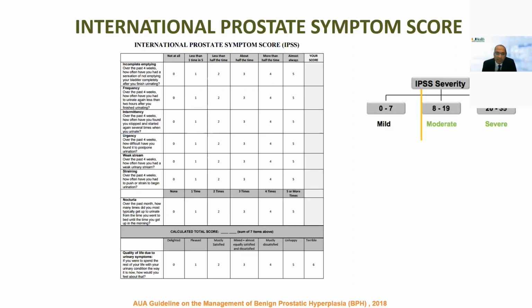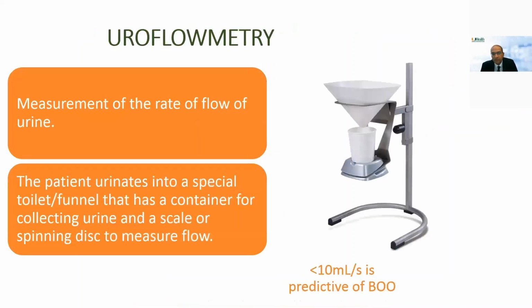Now, quality of life is a part of this symptom score. 0 is delighted, 6 is terrible. Anyone who has 3 and above, quality of life is really kind of an indication for treatment. What is uroflow? Uroflow is essentially measuring the flow rate of urine. Less than 10 ml per second is predictive of bladder outlet obstruction.